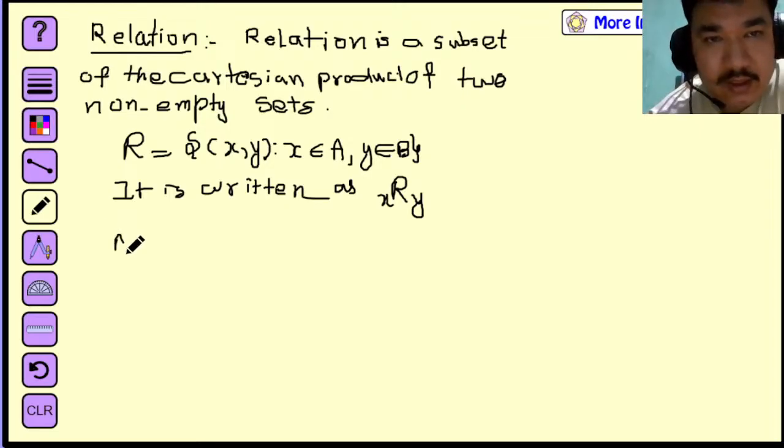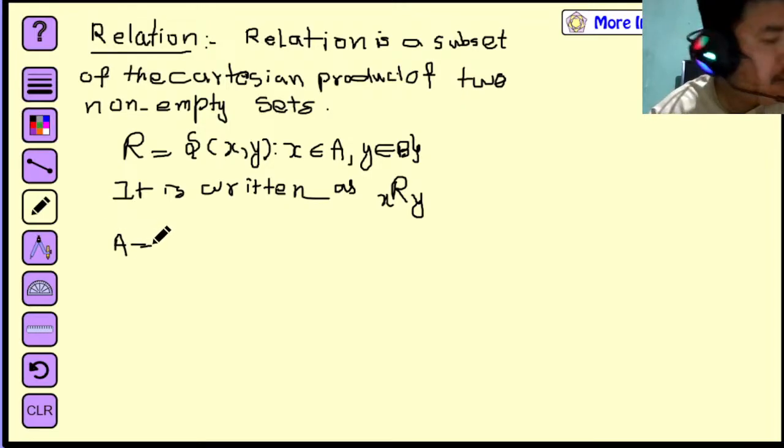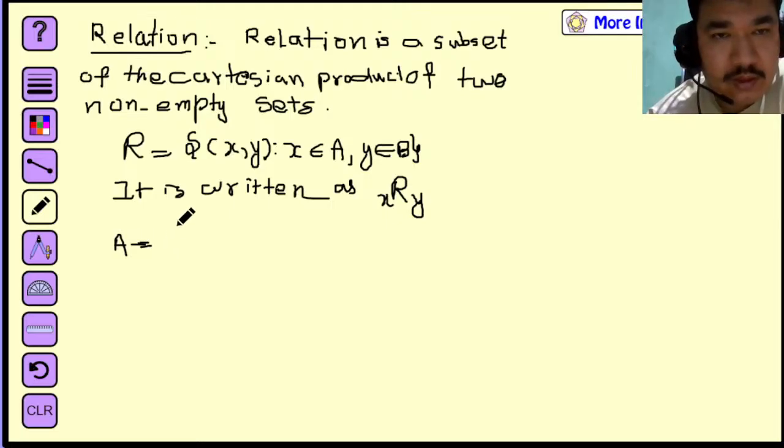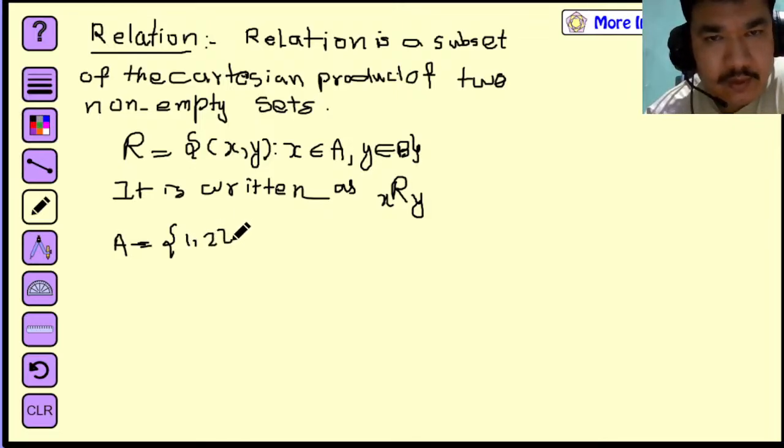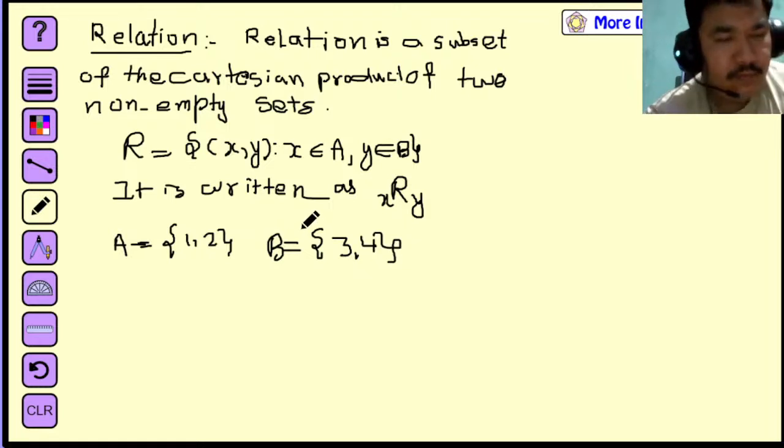Suppose there is set A. I want to show you one here. Set A is given as 1 comma 2, and there is set B, suppose it is given as 3 and 4. Okay, you can write 3 and 4, and right here we have to write A cross B.